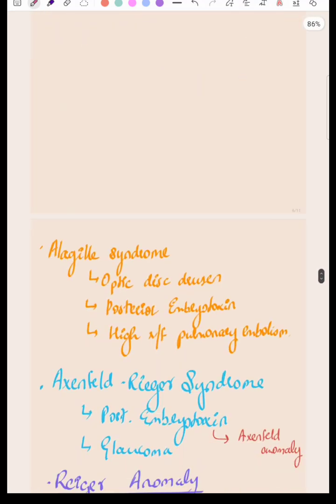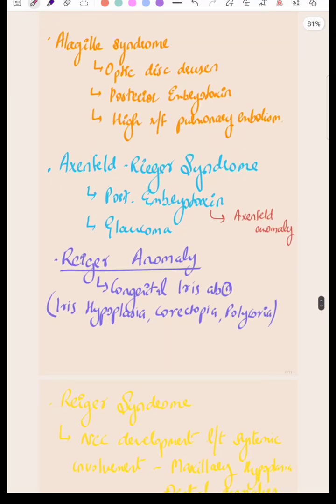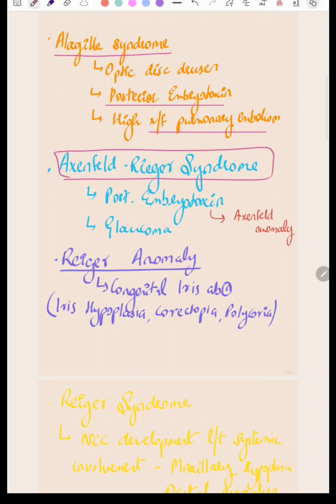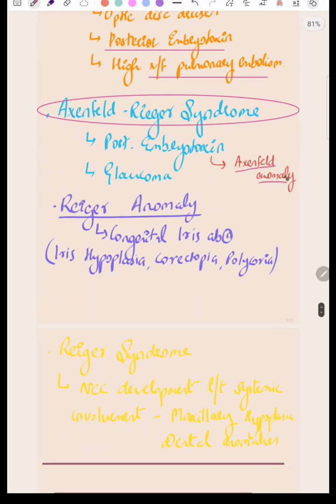Just like in Alagille syndrome, posterior embryotoxon will be there, along with pigmentary changes and optic disc drusen, and there is a high risk of pulmonary embolism. Now, Axenfeld-Rieger syndrome: if only posterior embryotoxon is there, then it is known as Axenfeld anomaly. If this posterior embryotoxon is associated with glaucoma, then it is known as Axenfeld-Rieger syndrome.